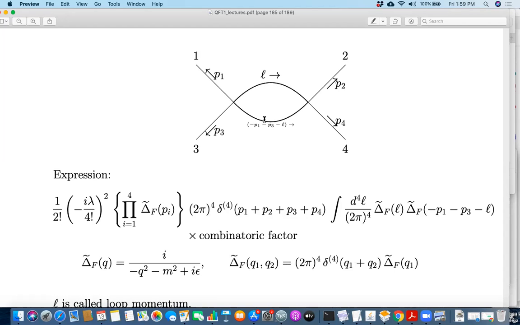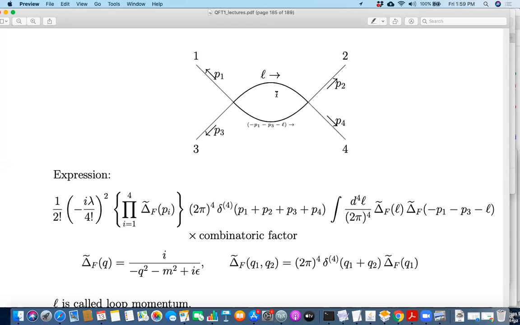Is that clear? So we have decided to apply the momentum conservation here. That tells you that if this is L, then this is minus P1 minus P3 minus L. And now we see that at this vertex, the momentum conservation is not manifest. Why is it not manifest? Because it's L, and here it's coming minus P1 minus P3 minus L. So the total entering here is minus P1 minus P3. On this line, what is entering is minus P2. On this line, what is entering is minus P4.